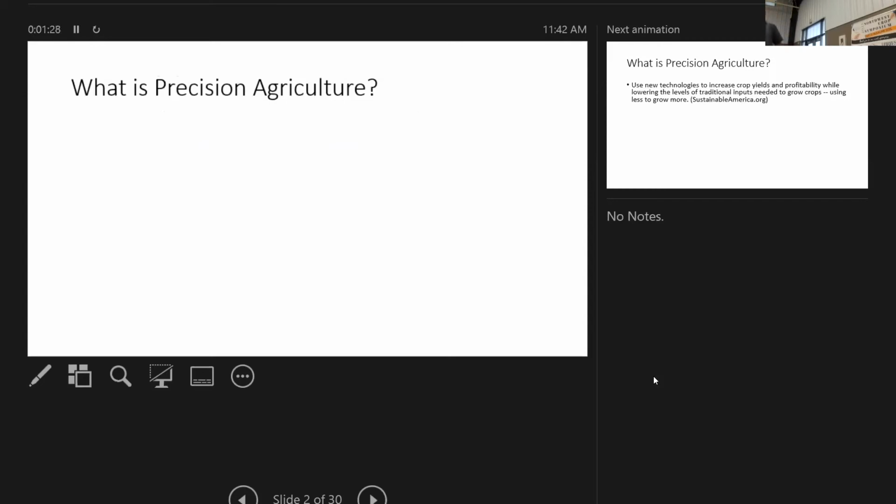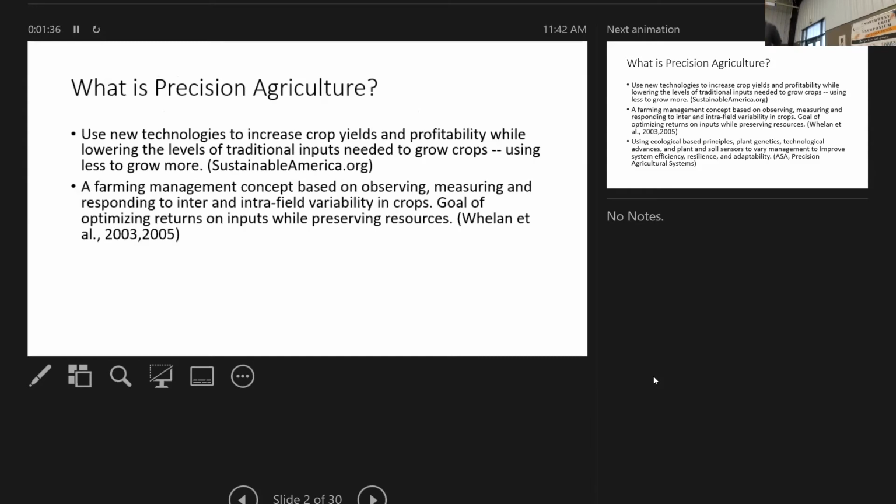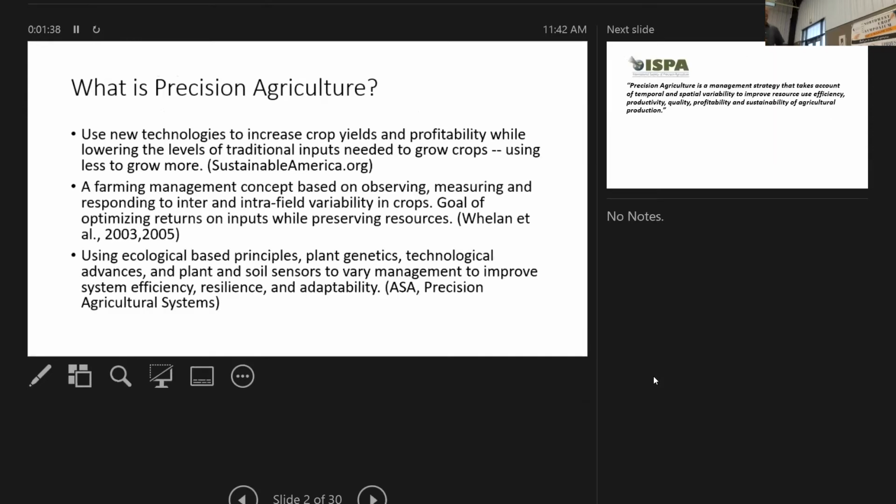Let's jump into this. I'm going to go through this really quickly because Jared, I'm sure, knows a lot of this already. Why? What is it? Here are some different definitions from different organizations and researchers. A common theme is the use of technologies to maximize the efficiency of our inputs, and hopefully increase our profitability in doing so. So these are similar.